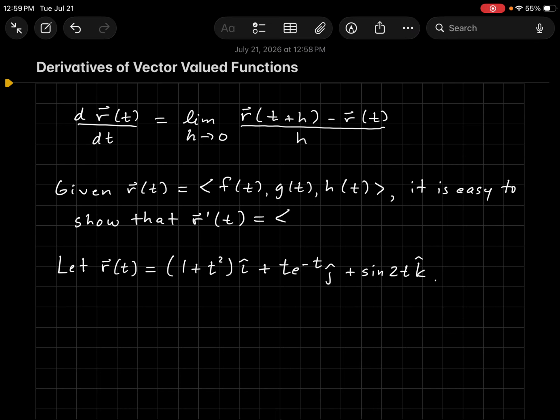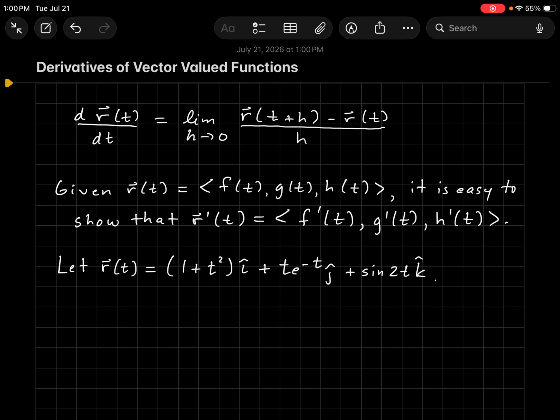It is very easy to show, so we're not going to go through the details on this one, that if r of t equals f of t, g of t, h of t, then r prime of t is simply the vector f prime of t, g prime of t, h prime of t. That is, if we have a vector-valued function, to find the derivative, we can just take the derivative of each component separately.